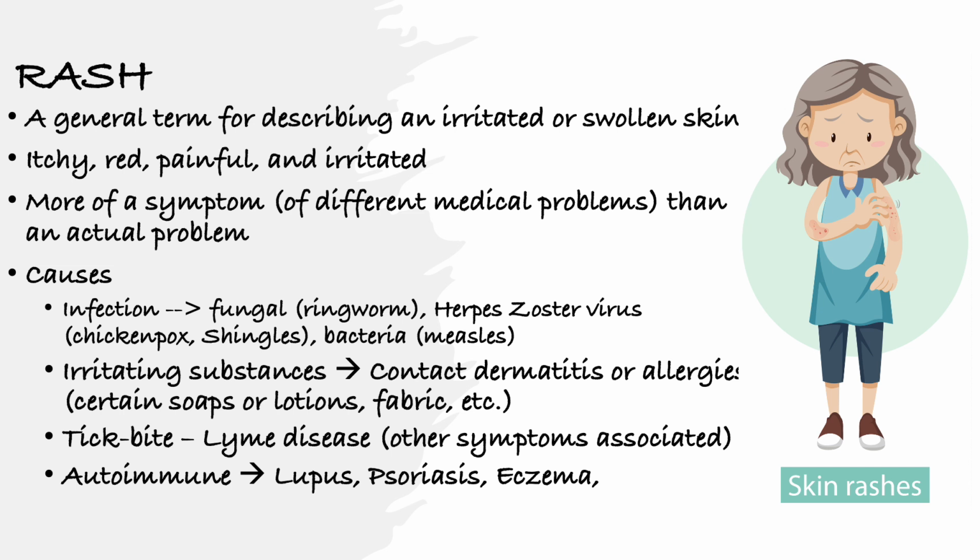And autoimmune causes like lupus, systemic lupus erythematosus, that's the long word for lupus. People who have lupus have what we call a butterfly rash on their face. Psoriasis, I mentioned psoriasis, that's also rash. Eczema. So you can see rash can have many causes.